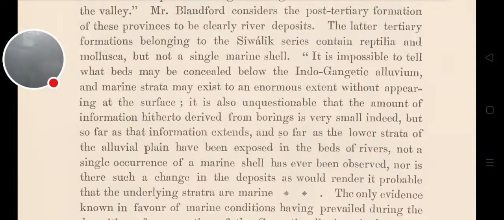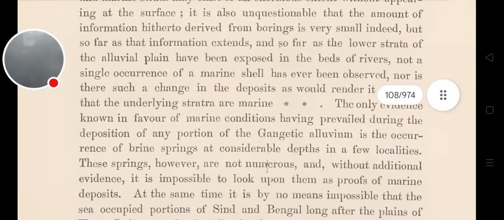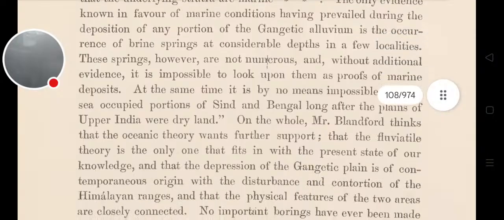It is impossible to tell what beds may be concealed below the Indo-Gangetic alluvium, and marine strata may exist to an enormous extent without appearing at the surface. It is also unquestionable that the amount of information hitherto derived from borings is very small indeed, but so far as that information extends, and so far as the lower strata of the alluvial plain have been exposed in the beds of rivers, not a single occurrence of a marine shell has ever been observed, nor is there such a change in the deposits as would render it probable that the underlying strata are marine.